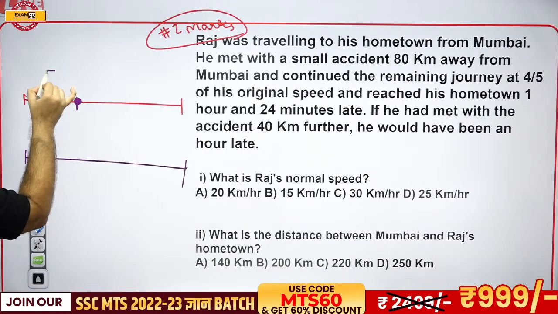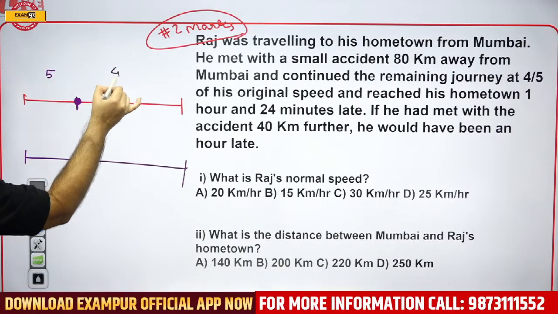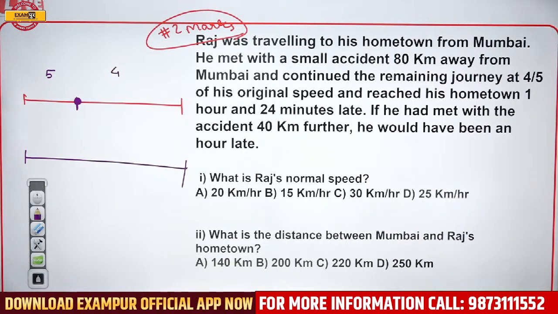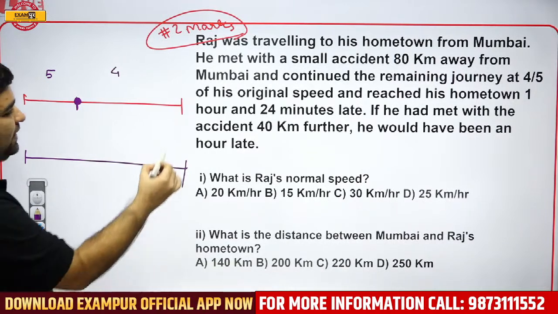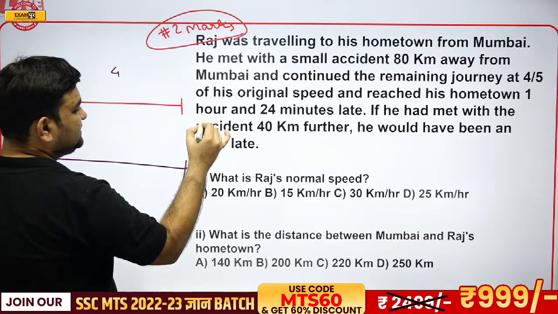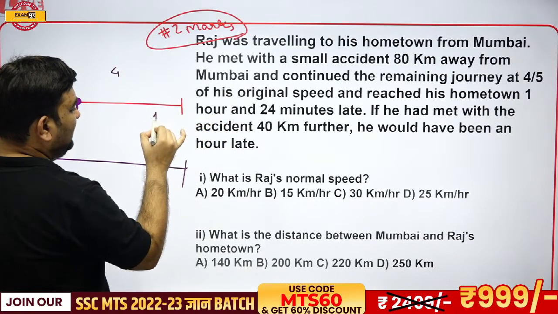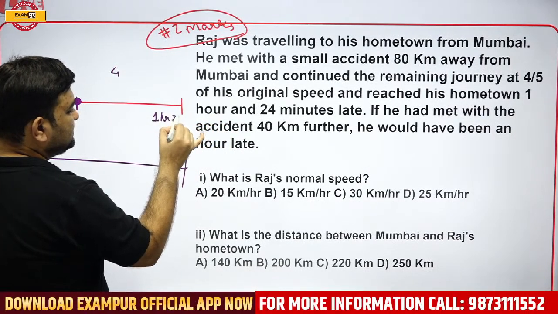So if initially the speed was 5, here it is 4 for the remaining part of the journey, and becoming late 1 hour 24 minutes.